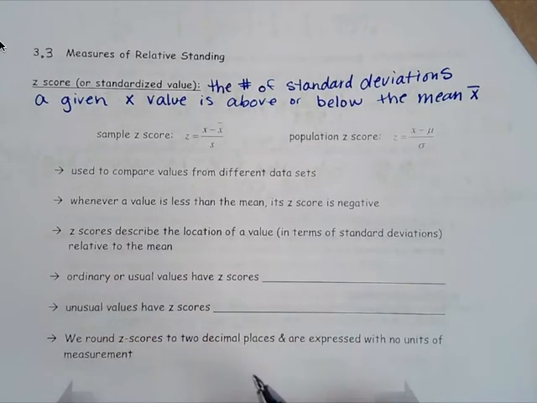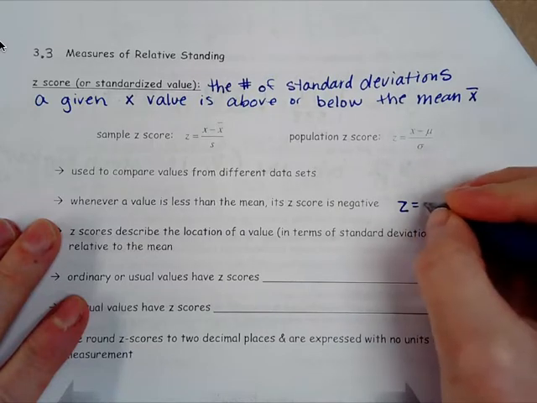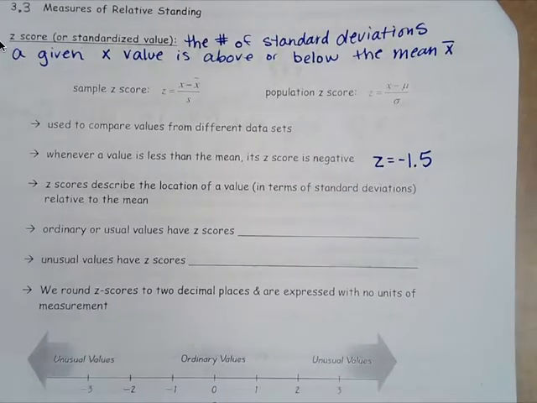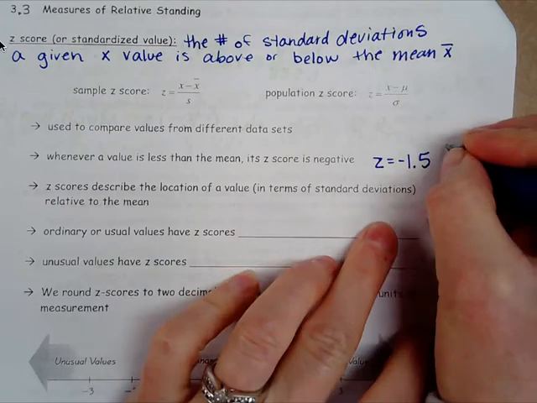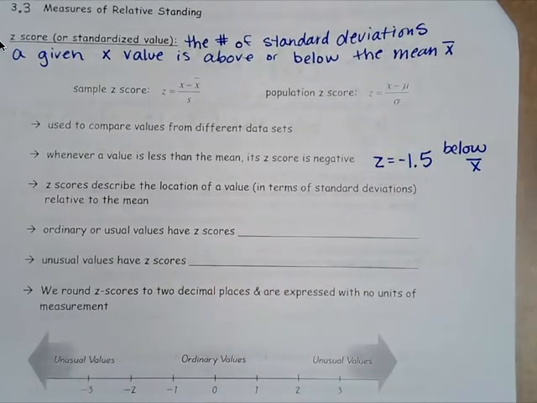Whenever a value is less than the mean, its z-score is negative. So let's say your z-score is negative 1.5. What that means is that your x value is 1.5 standard deviations away from your mean, and it's below. So this is below x bar, 1.5 standard deviations below.